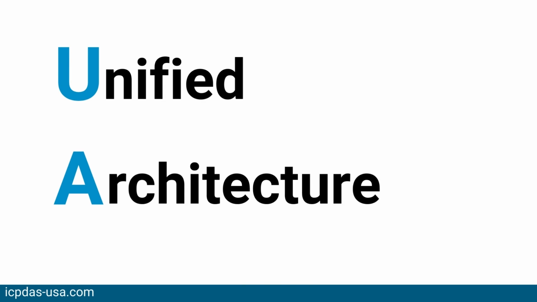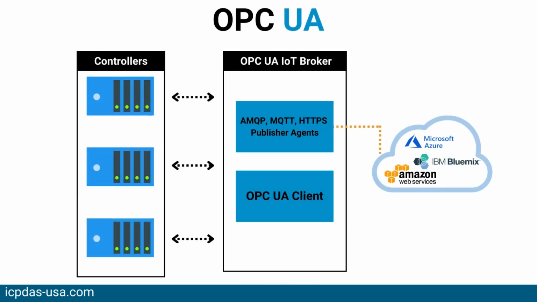UA in OPC UA stands for Unified Architecture. It is a data exchange standard for industrial communication. This open interface standard is unaffected by the manufacturer or system provider of the application, the programming language used to create relevant software, and the operating system that the application is running on.